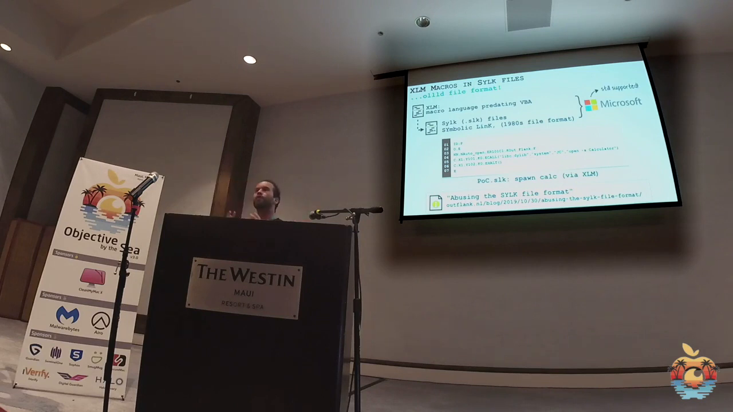They also found that if they used this old file format and wrote macros in a precursor language that predated VB, it's called XLM, not XML, XLM, Microsoft would still support it, because Microsoft is all about compatibility. And they found that if they created a document using this ancient file format and wrote the macro code in this really old school macro language, even if macros were set to be fully blocked in the system security settings in Office, they would be automatically and silently executed.